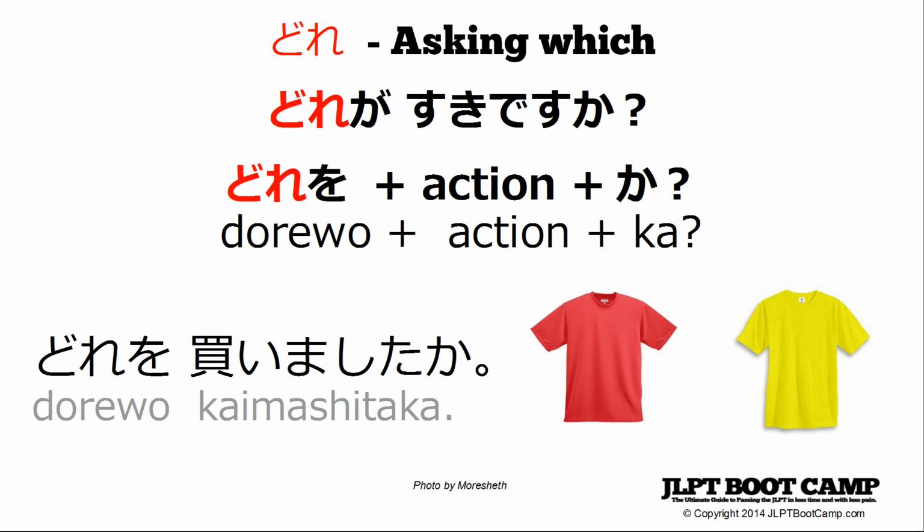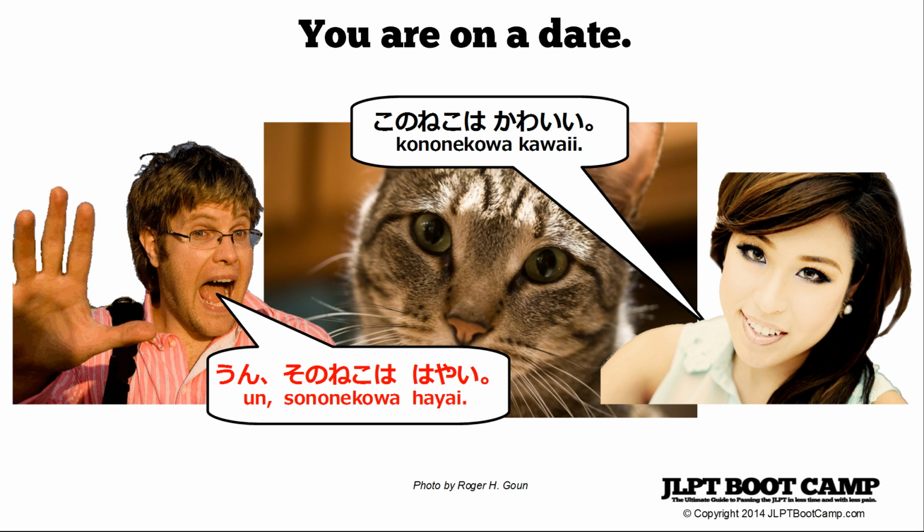So let's move on to the next situation. Now you're looking at cats, and your date says, "Kono neko wa kawaii." So she's pointing to a cat and saying this cat is cute. And you agree, "Sono neko wa kawaii." So you agree, yes, it is cute. That cat is cute is the literal meaning there. Neko is cat. Of course, sono is that, kono is this.